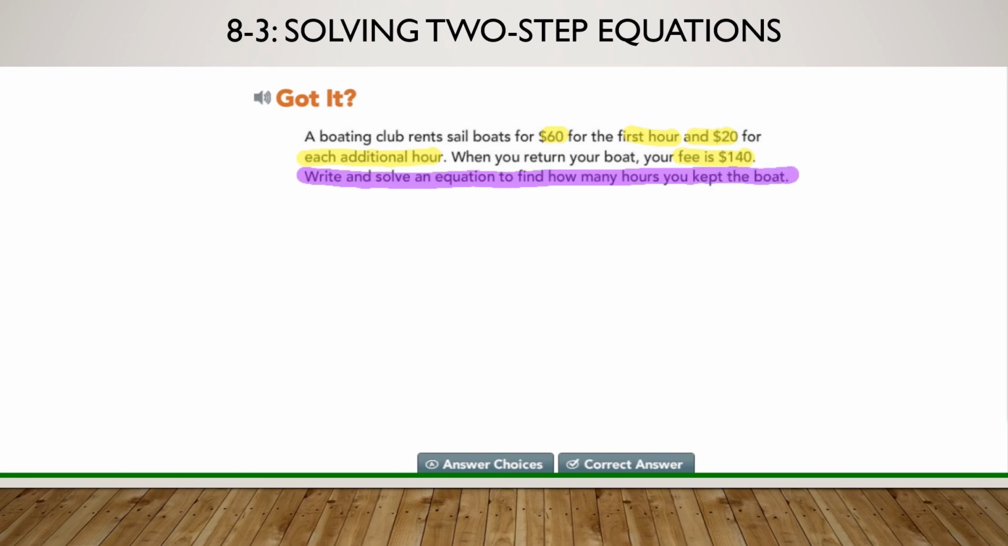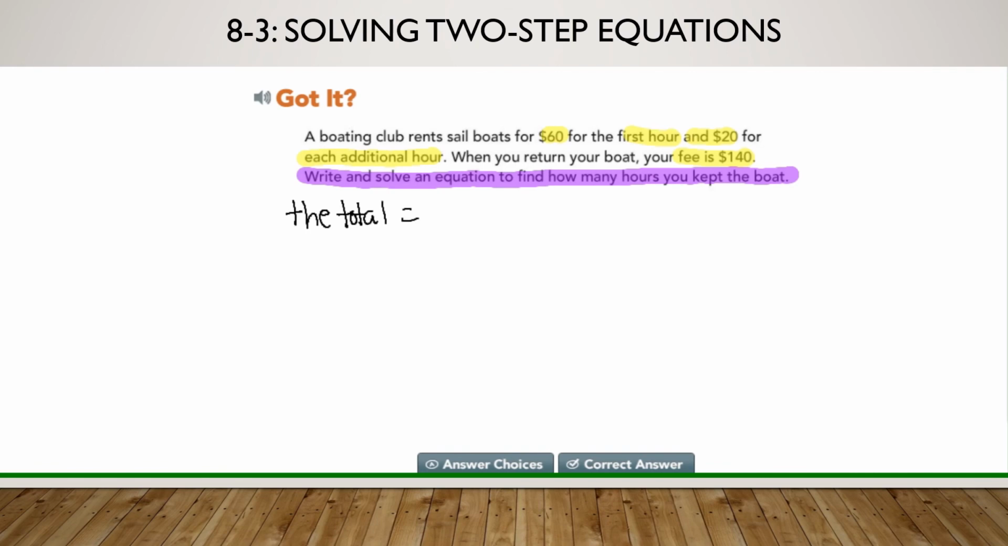Now our find, it says write and solve an equation to find how many hours you keep the boat. So remember, when you're building equations, you first need to set it equal to your total. So in 7th grade, when you're building equations, you set it equal to your total. How would that look in words? The total cost is equal to what?